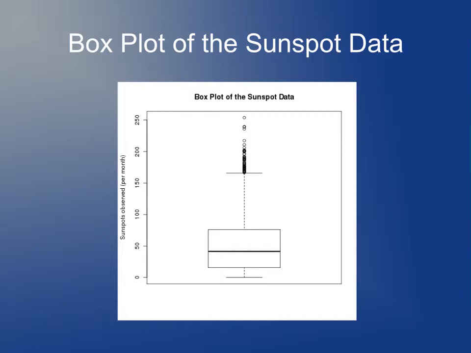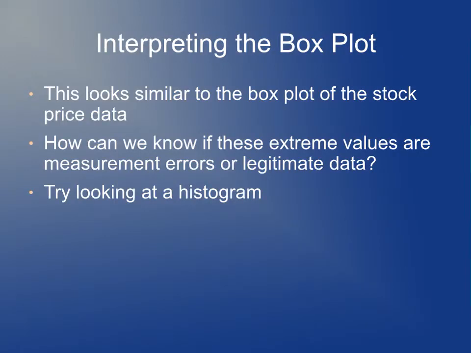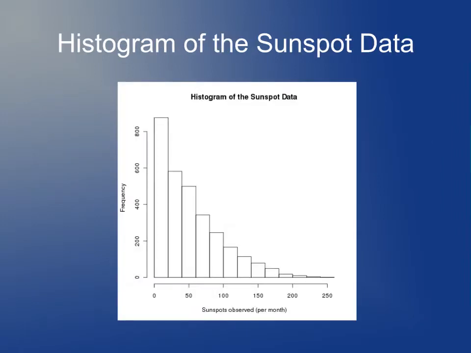So if you just mindlessly apply the 1.5 times IQR rule, you see data with a really heavy right tail, and you think, well, are all those outliers? You wouldn't want to just mindlessly delete that data, though. One way to see if the data looks legit or not is just to look at a histogram, which I'll show you on the next slide.